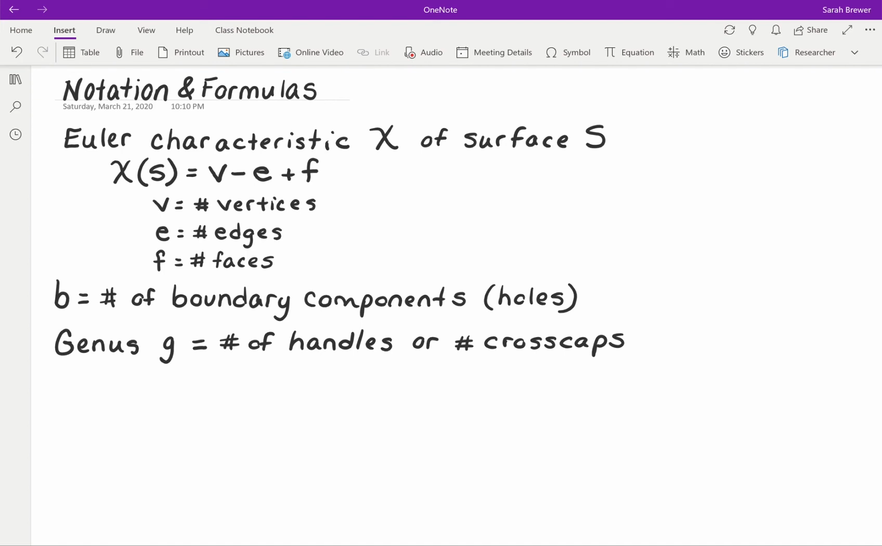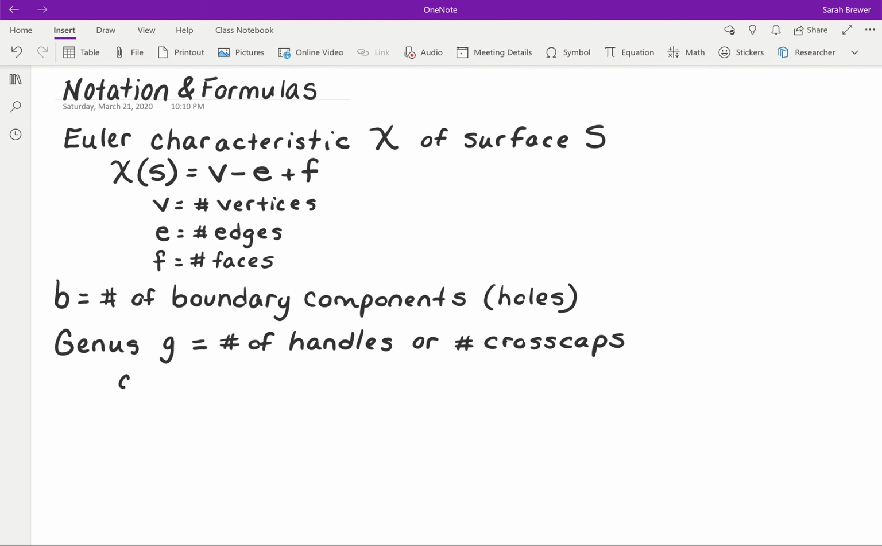Turns out if you have a handle in the presence of even a single cross cap, that handle is equivalent to a cross cap. So anyway, the way we're going to compute the genus is by using the number of boundary components and the Euler characteristic.